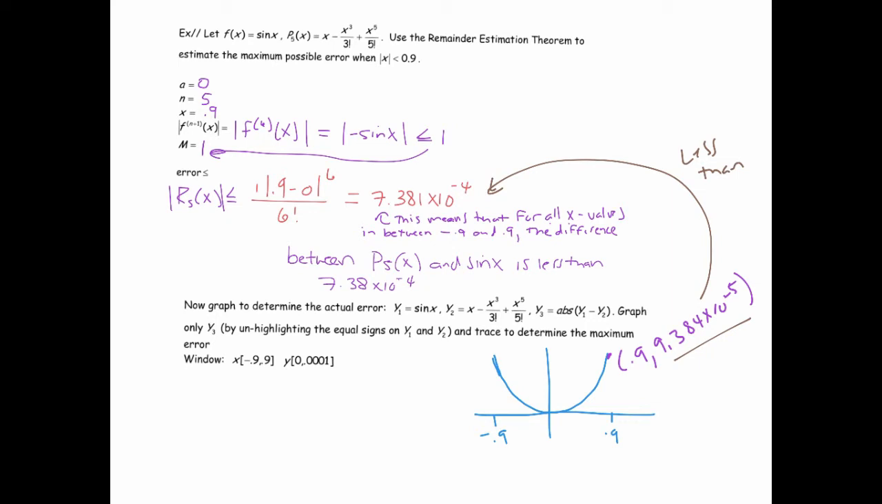So yes, the calculator gives more precision, but at least the theoretical work that goes into using the remainder estimation theorem is valid. So the error we found here, 9.384 times 10 to the negative 5th, that's the actual maximum error, but the claim that the error was less than 7.381 times 10 to the negative 4 is clearly also a correct statement. So that is the remainder estimation theorem. It's a tricky idea. It requires a lot of care and practice, so just be patient with yourself and give it time, and it'll get easier.